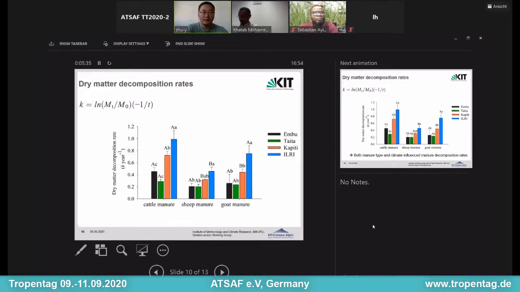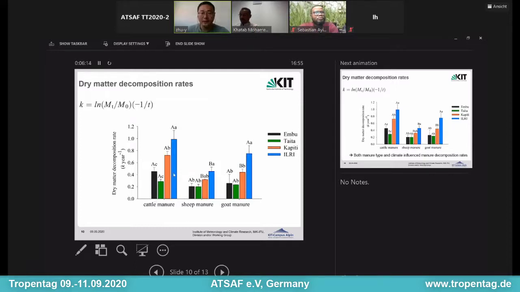Then we also calculate the dry matter decomposition rates, considering the original dry matter, the rest dry matter, and the time. From the decomposition rate results, we can compare the decomposition rates among different manure types across different sites. If we focus on one manure type across different sites, we find all the manure at every site always decomposes faster.